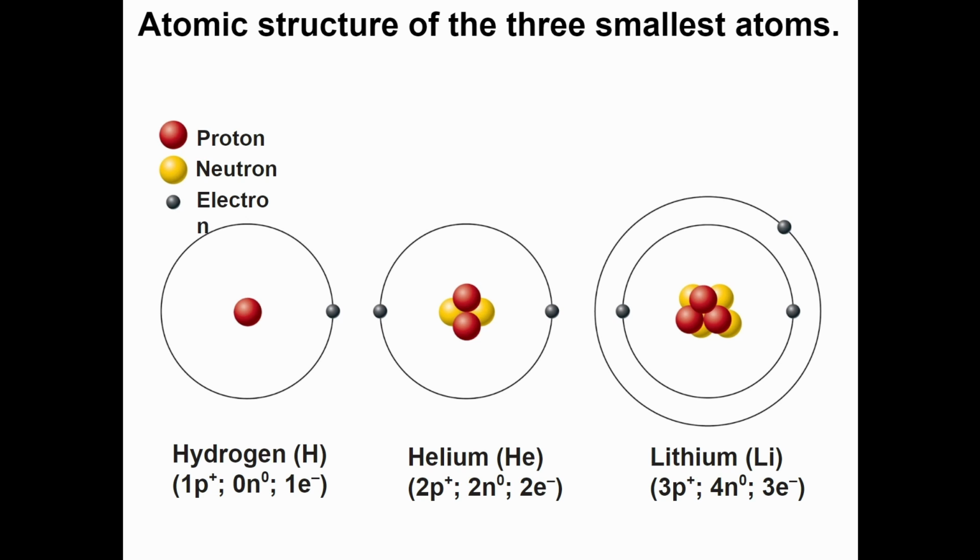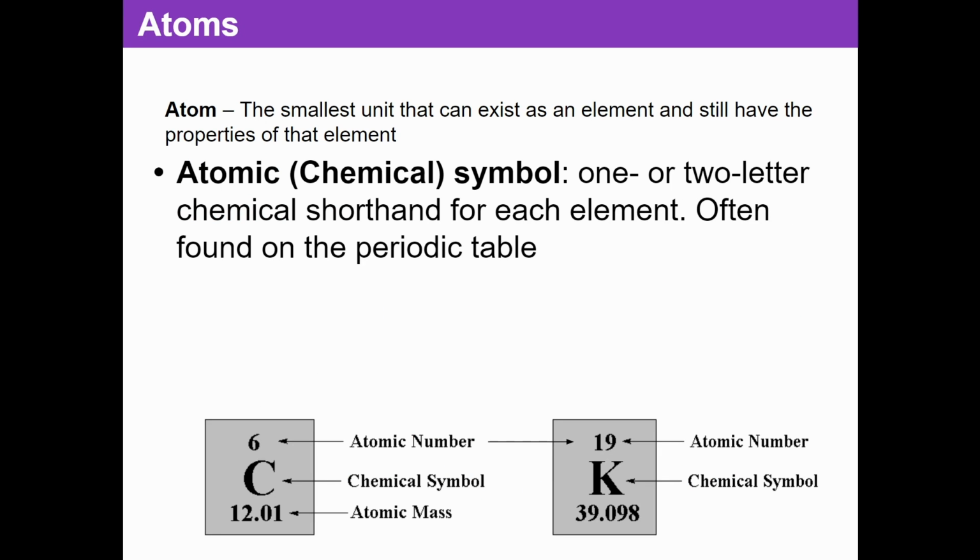The first orbital for all atoms likes to hold 2 electrons, and the other electrons tend to distribute themselves in further orbitals. So again, let's define an atom. It is the smallest unit that can exist as an element, and it still has the properties of that element. But elements themselves are made up of many atoms of the same type.